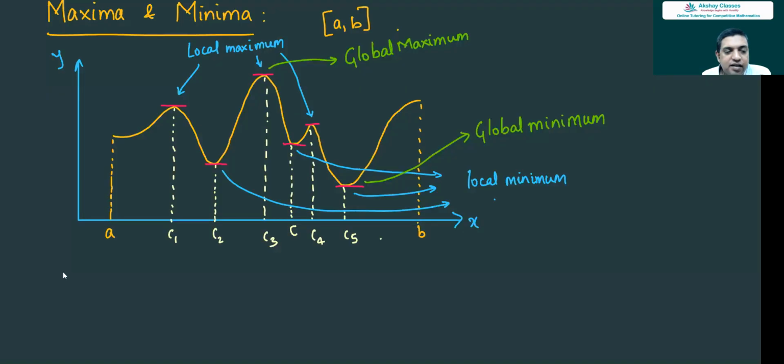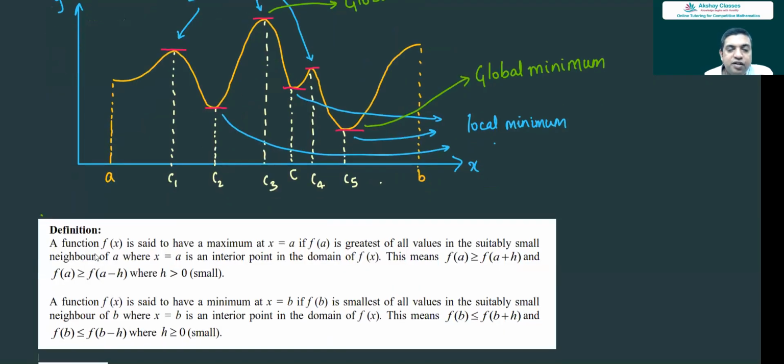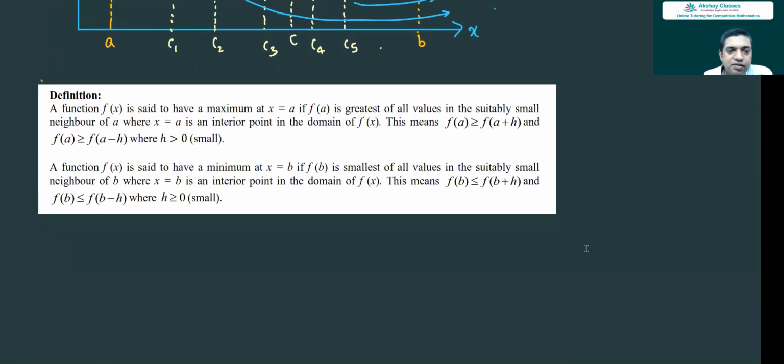So let's see the algebraic definition, then using first derivatives and then using second derivatives. All right. A function f of x is said to have a maximum at x equal to a if f of a is the greatest value in a suitably small neighborhood of a, where x equal to a is an interior point in the domain of f of x. So very simple. It doesn't talk about derivatives here at all. What it says is f is said to have a maximum at x equal to a if f of a is the greatest of all values in the neighborhood of a.